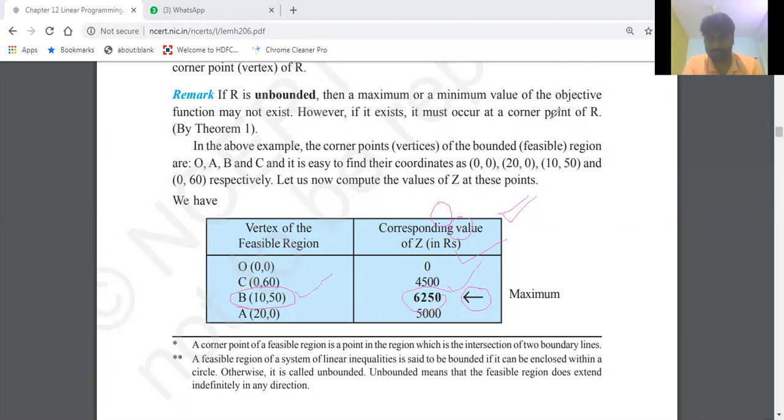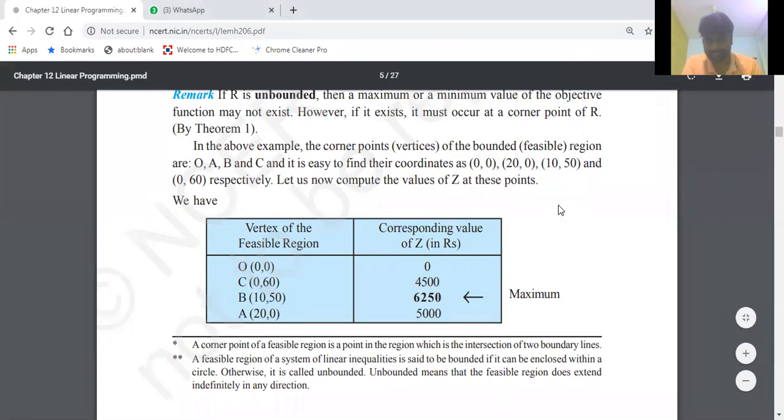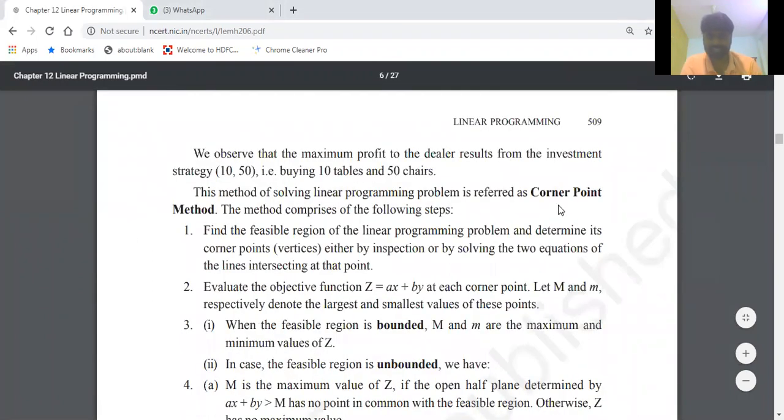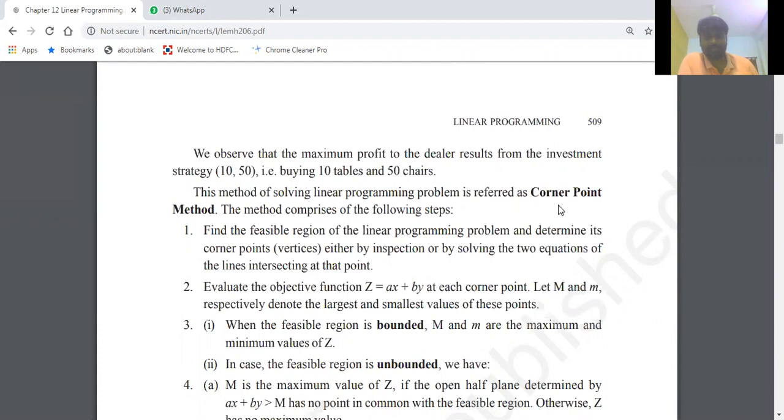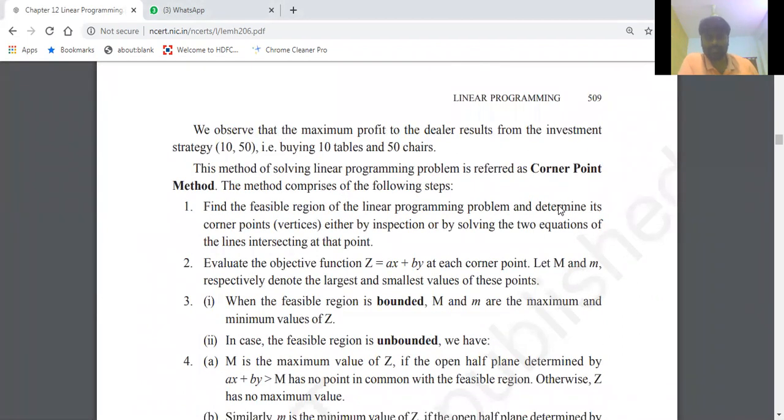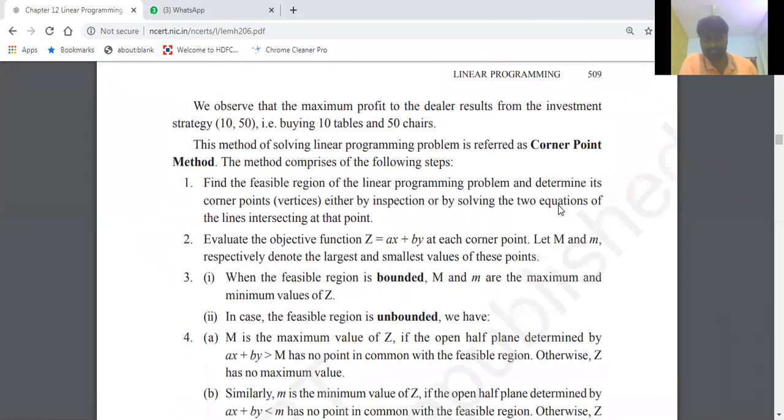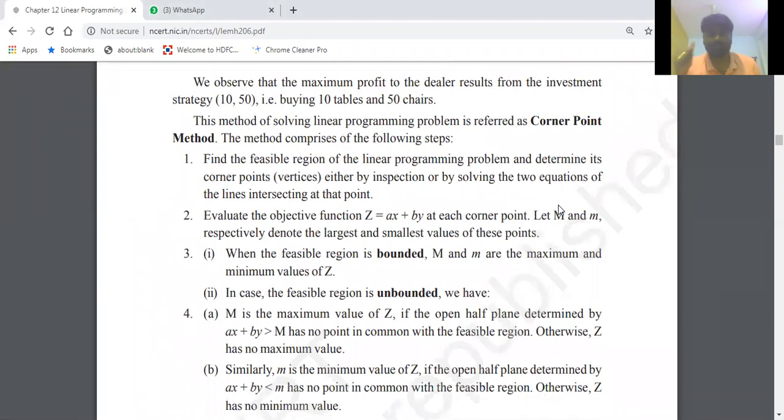So let us go forward to one more example before finishing. Just have a look at that. So this is the conclusion he wrote: we observe that the maximum profit to the dealer results from the investment strategy. Which strategy? 10 tables, 50 chairs. Acha, by using which method have we solved this problem? There is one and only one method. Our discussion is confined to only one method. In the CBSE syllabus, we have only one method. In ICSE, there may be two methods.